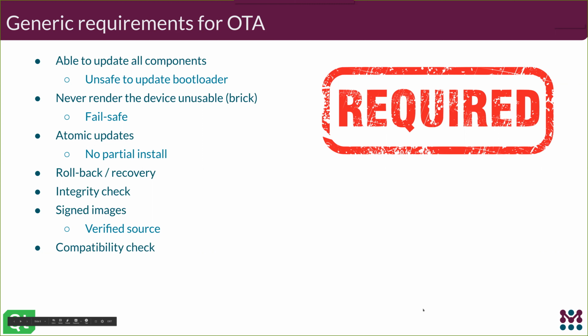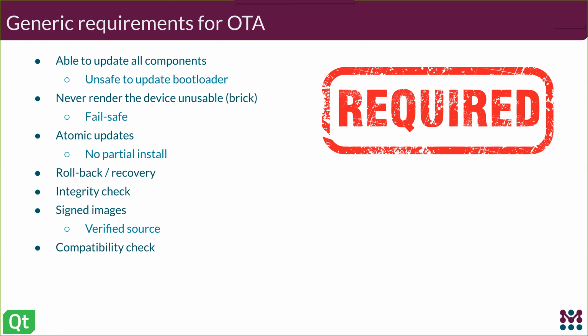Rollback recovery relates to never rendering the device unusable. So you want the device to always be able to recover from failures, no matter what happens. If you lose network connectivity or power, you want some built-in integrity checks. So if you transfer a firmware update from a server to a device, you want to make sure that all the bytes arrived and were written correctly on the storage medium.